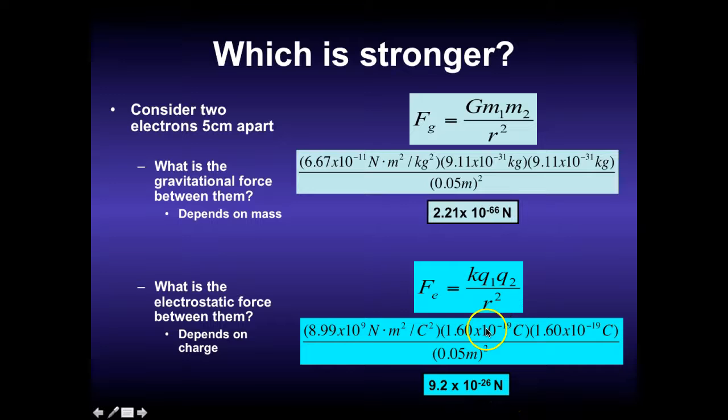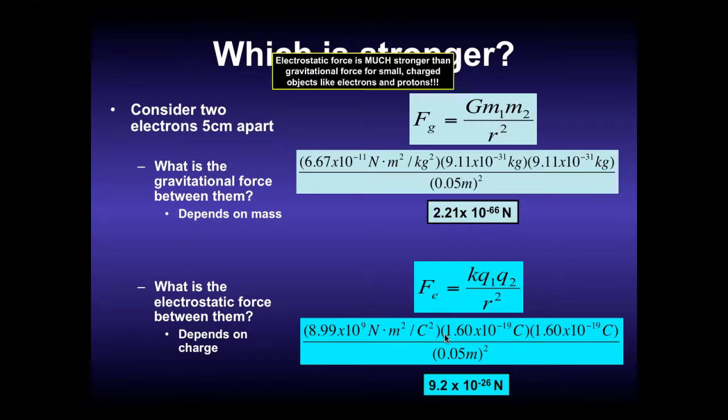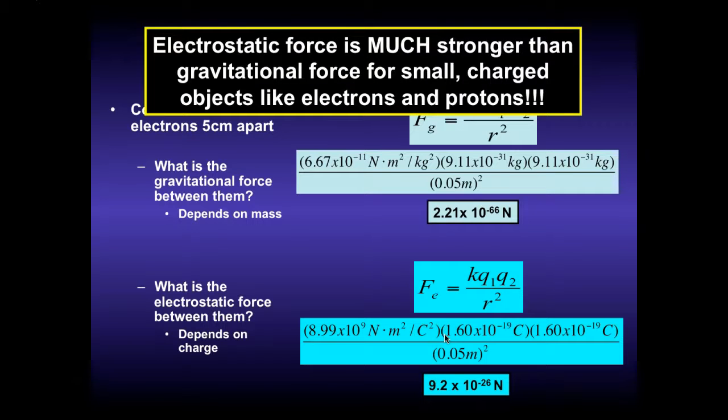Now, you may have noticed an electron is supposed to be a negative 1.6, but since I'm just looking for the magnitude of the force, I don't care about those negatives. So we can see that the electrostatic force is way bigger than the gravitational force.